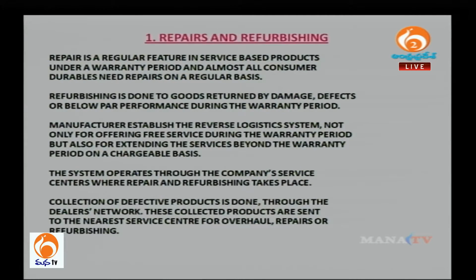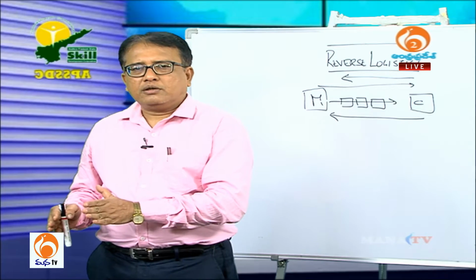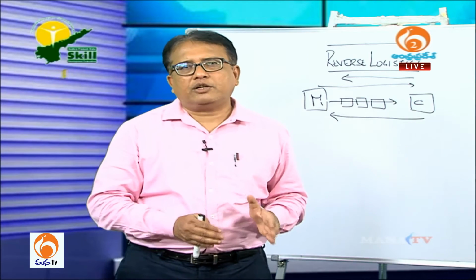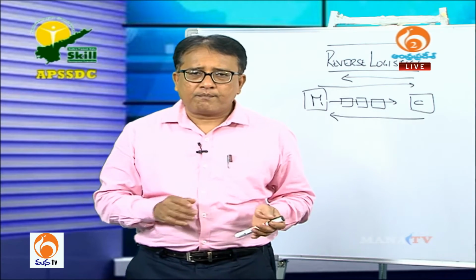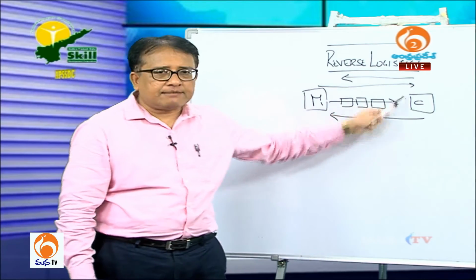Repairs and refurbishing: any items which are subject to repair, which need servicing over a period of time. It could be an electronic item, for instance, a TV or a washing machine, which has a warranty period. The manufacturer promises a warranty period, or extends a period within which any component of that particular item can be replaced or repaired free of cost, and again sent back to the customer.